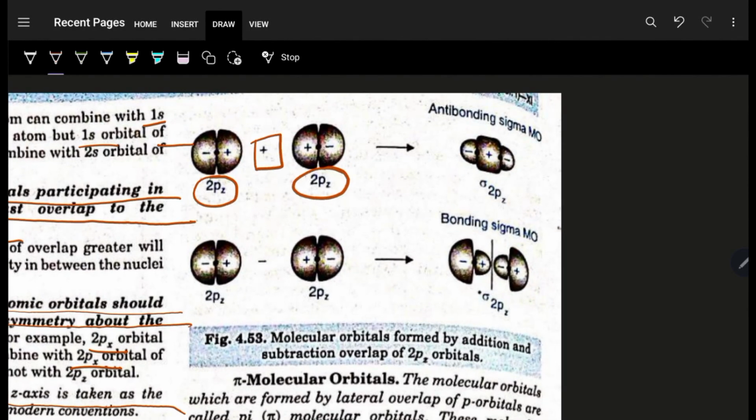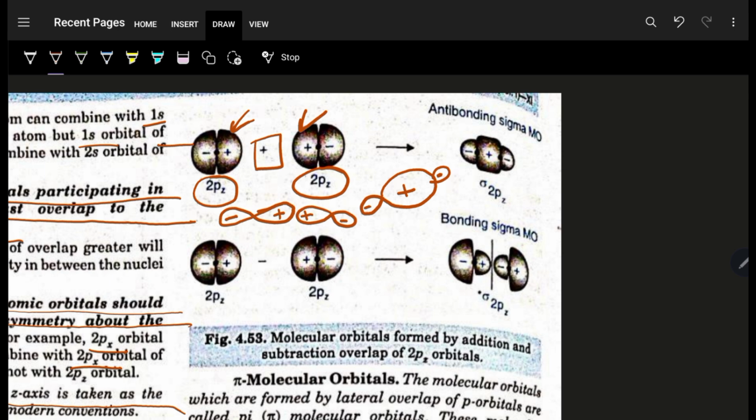See, it is addition overlap, and here the plus sign is increasing. This is the plus sign and this is the minus sign. So same symmetry overlaps with same symmetry, and the negative symmetry, the other lobe, is like this. So how is this taking place? If I say this is one 2pz with a positive sign in one lobe, the negative sign in the other. Another 2pz has a positive sign here and negative sign here. So the positive symmetry, the area under the positive lobe after overlap increases.